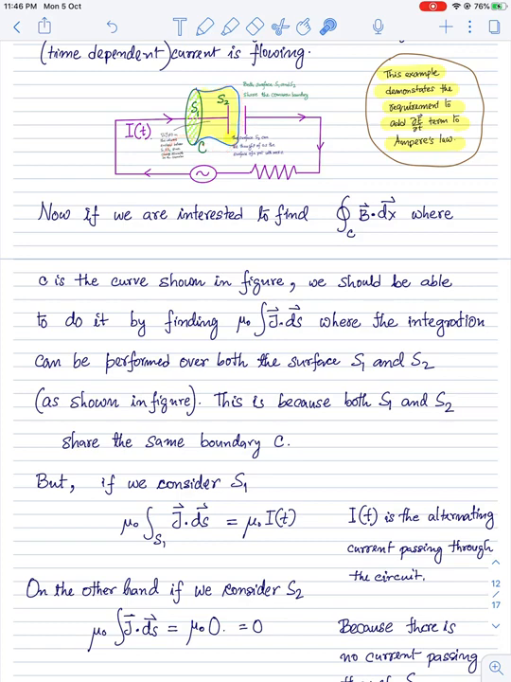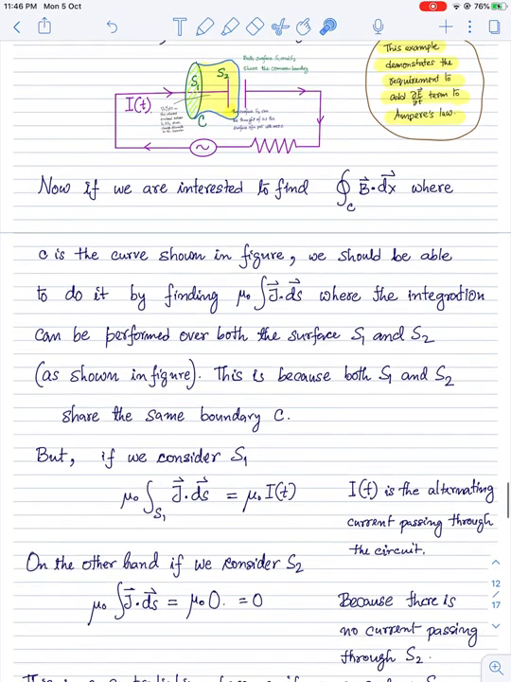the capacitor, and therefore that is another surface which is S2, and the expectation from Ampere's law would tell you that if we consider this surface S2 as well, you should get the same answer. But as you can see clearly, we don't get the same answer because there is no current which is flowing through the plates of the capacitor, right? There is no current which is flowing through the plates of the capacitor.